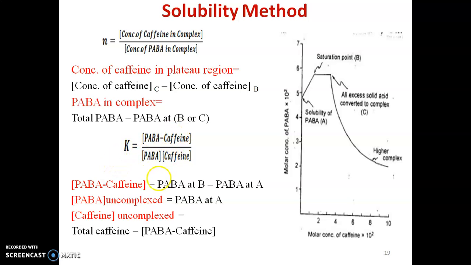So how will we calculate the PABA-caffeine complex? Simply take para-aminobenzoic acid at point B subtracted by para-aminobenzoic acid at point A. By taking the difference, we can calculate how much para-aminobenzoic acid enters into the complex, or forms a complex with caffeine, during complexation. Then for uncomplexed para-aminobenzoic acid, we simply take the value of para-aminobenzoic acid at point A, which represents uncomplexed para-aminobenzoic acid.